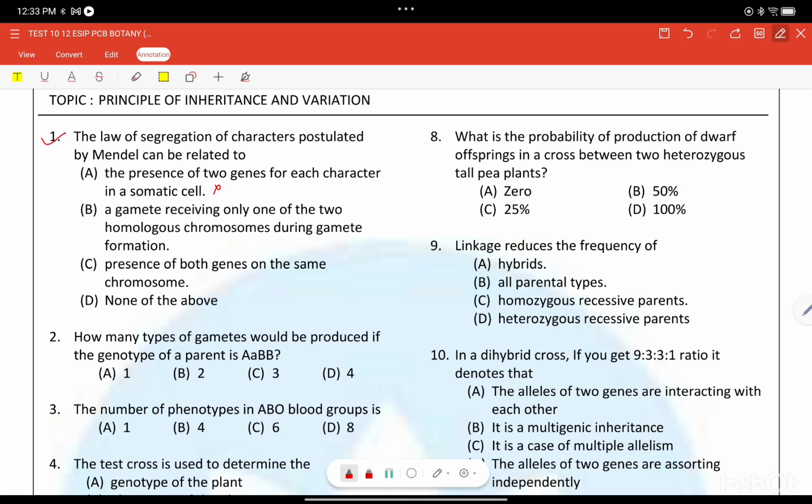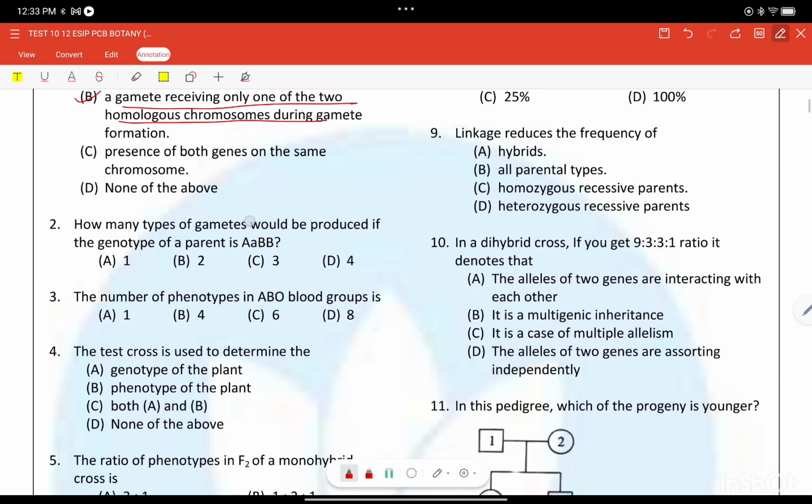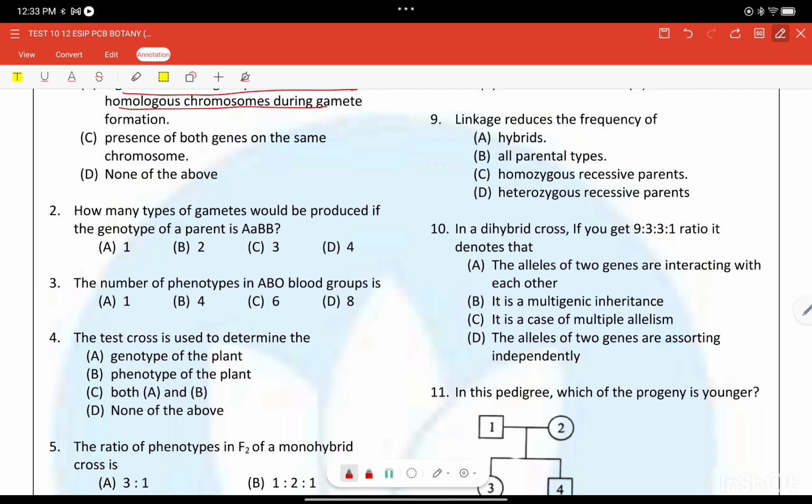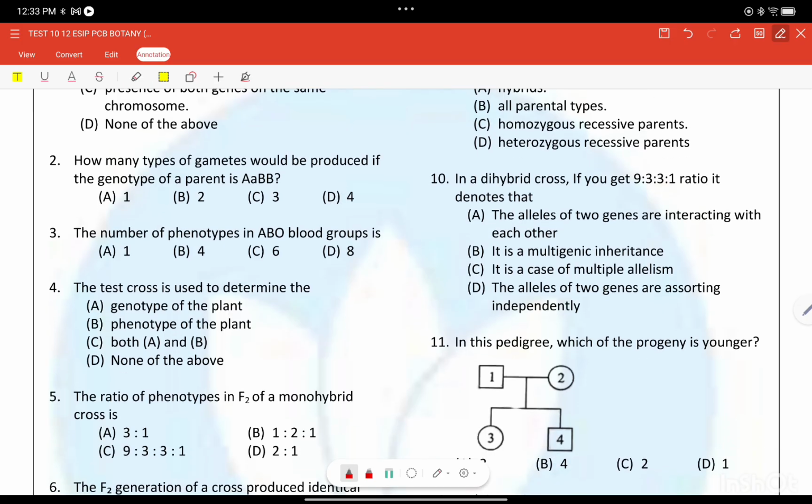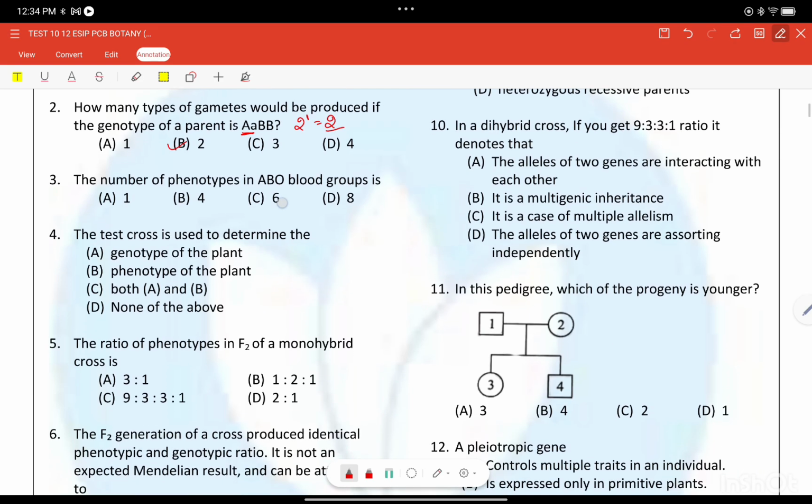If we consider all the three laws postulated by Mendel, the law of segregation is related to gamete formation, like only one chromosome is received by each gamete. So answer is B. How many types of gamete would be produced if the genotype of a parent is capital A, small a and capital B, capital B? There is one heterozygous condition. So 2 raised to the power 1 is 2. Two different types of gametes can be produced.